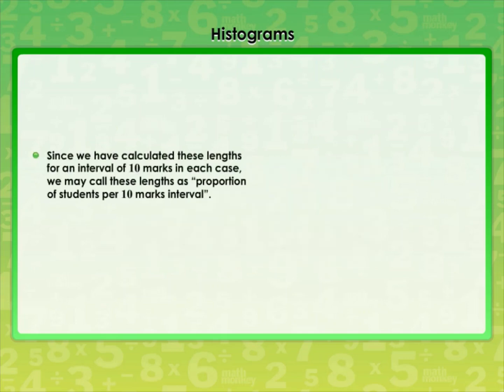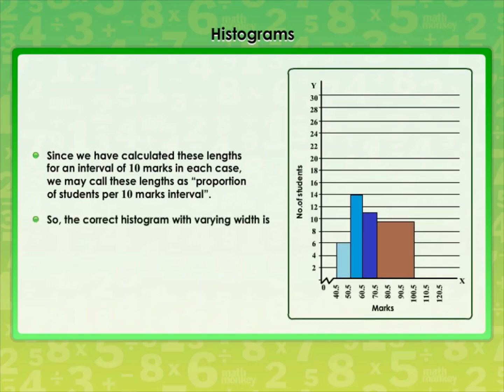Since we have calculated these lengths for an interval of 10 marks in each case, we may call these lengths as proportion of students per 10 marks interval. So, the correct histogram with varying width is as shown.